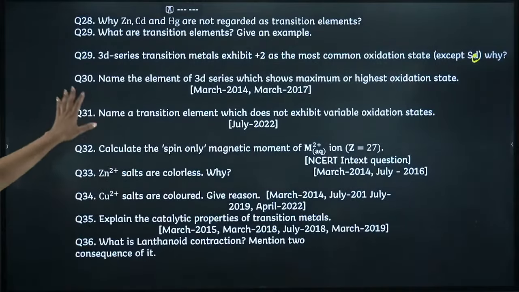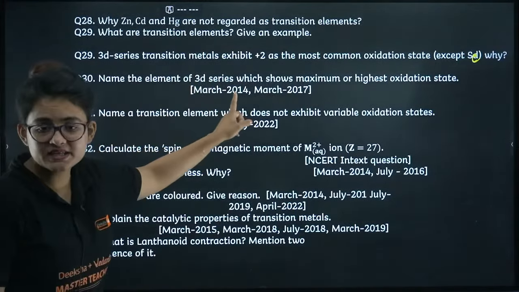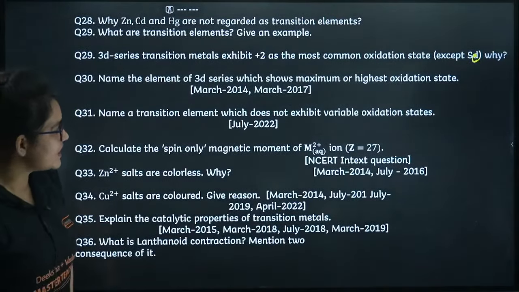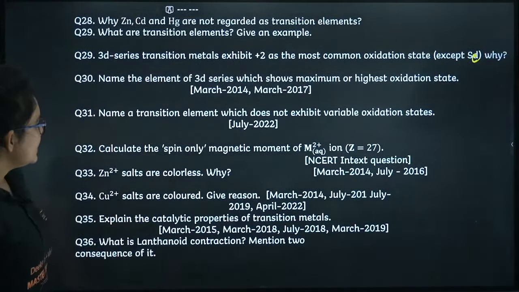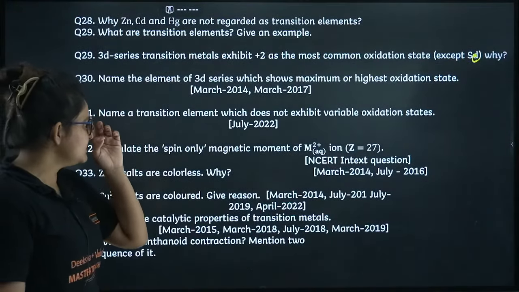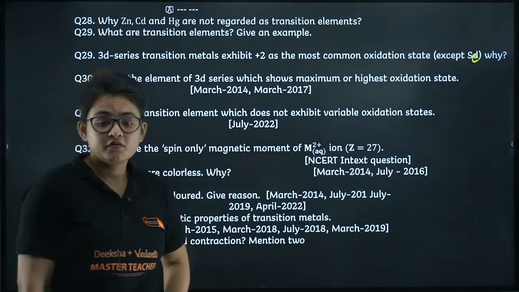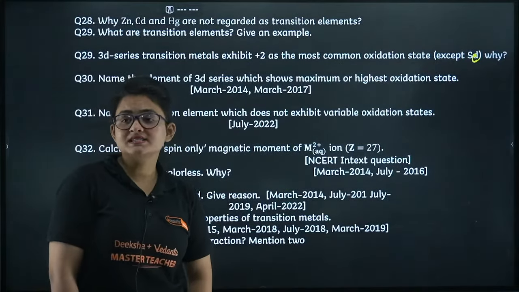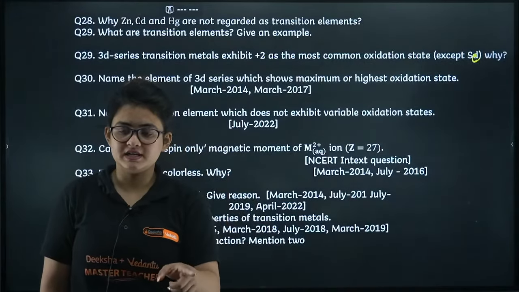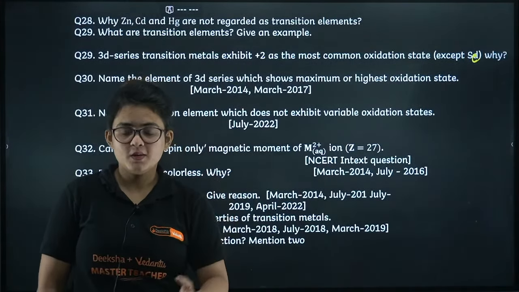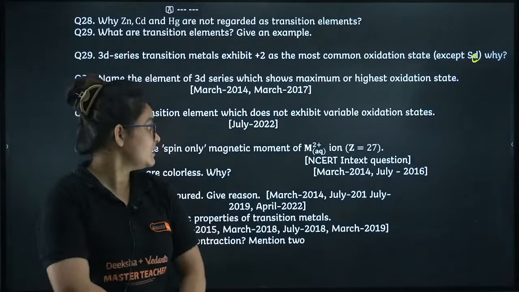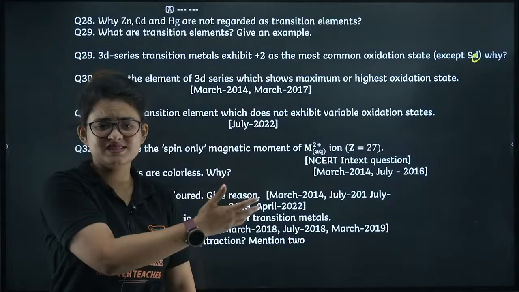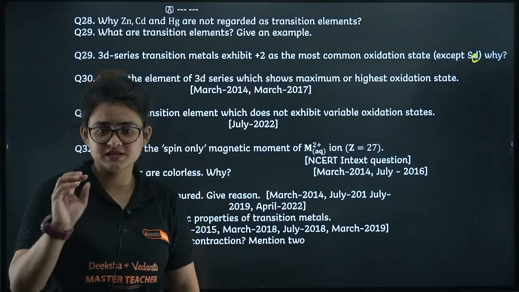Next you can see, name the element of the 3D series which shows the maximum or highest oxidation state. So that particular thing also is done. It is basically manganese. Okay, next, name the transition element which does not exhibit variable oxidation state. Here one thing I just wanted to convey. Manganese exhibits the maximum oxidation state, up to +7. For this question, the different answer, the element which does not exhibit it, is zinc basically, because it is having 4s2 only, so it shows only the +2 oxidation state.